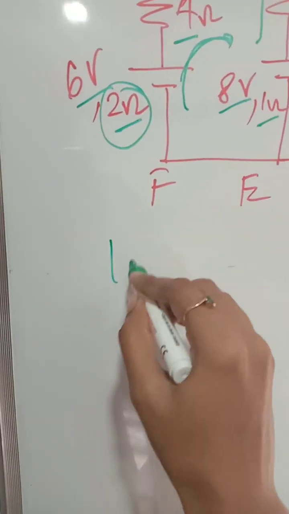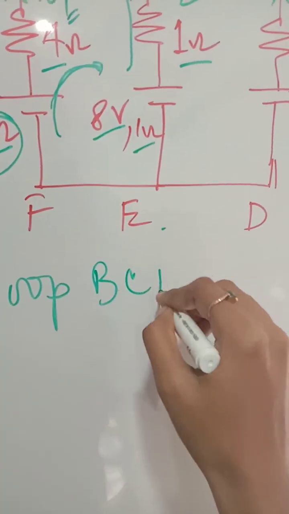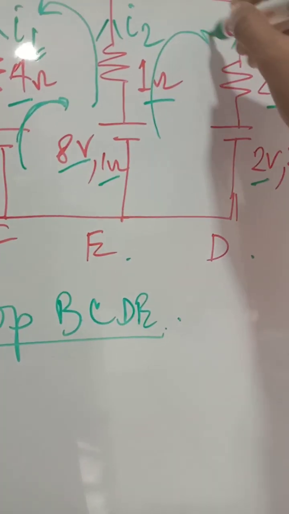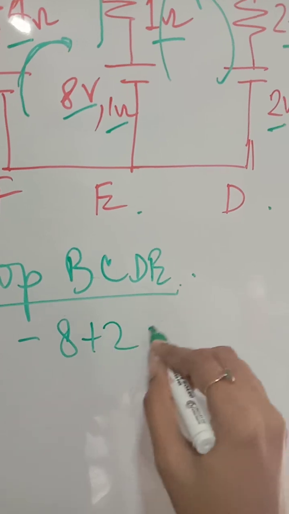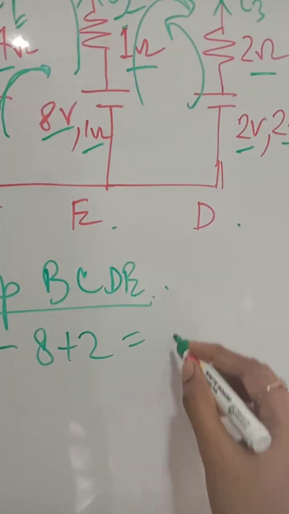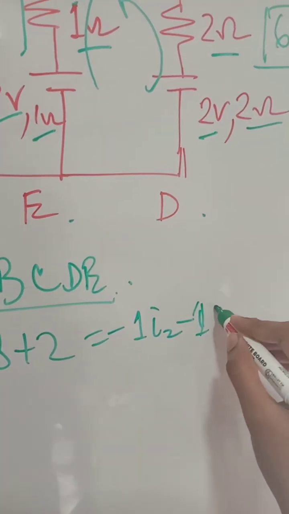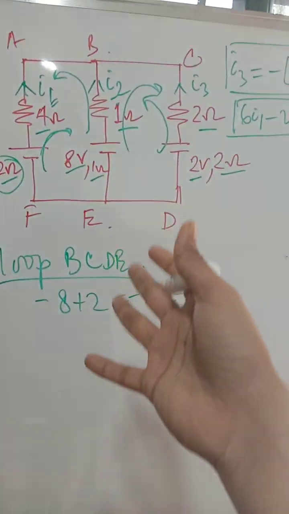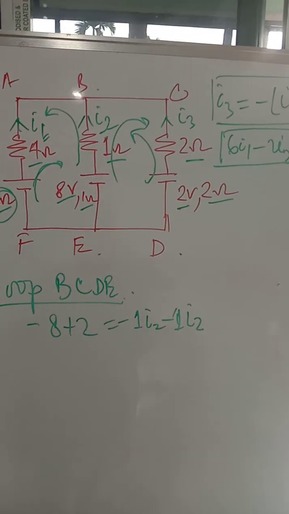Next, in the loop BCED, or you can say BCD. In this loop, the 8 volt is giving clockwise current, so minus 8, but the 2 volt is giving anti-clockwise current, so plus 2. Here I2 is in the clockwise direction, so that's why minus 1 I2, and minus 1 for the internal resistance I2. In the previous loop ABFE, I2 was anti-clockwise, but here I2 is clockwise, so it can vary depending on the circuit.